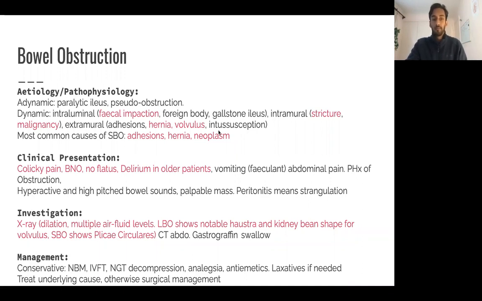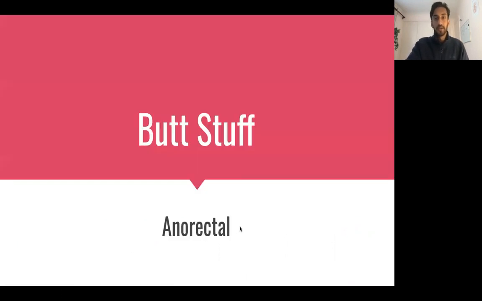So you classically get your colicky pain. The most important things though are BNO, no flatus, and you can get delirium in older patients. So always consider bowel obstruction or constipation for delirious patients. For your investigation, at the end of the day, as I said, AXR will help you differentiate between the types. Large bowel obstruction shows your Haustra, and if it's a volvulus, you'll see a kidney bean shape around your sigmoid colon, and then SBO shows more rings, which are your plicae circulares. Once again, throwback to year 2 anatomy.